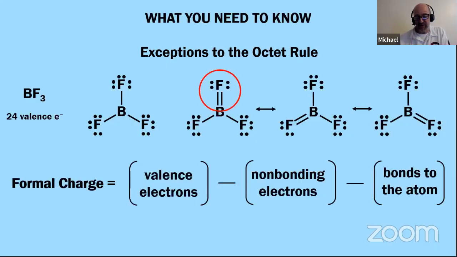Focus on this fluorine for just a moment. We have 7 valence electrons for fluorine. There are currently 4 dots, so 4 non-bonding electrons and 2 bonds. That will give you the following formal charge. So think about that. Let's go ahead and do boron. So we have a positive 1 on the fluorine. Boron would be 3 valence electrons. It currently has no dots around it, so no non-bonding electrons, and 4 bonds. So -1.